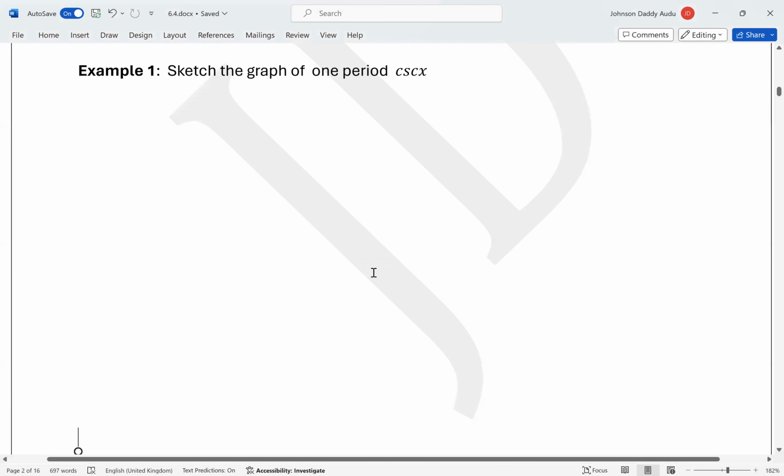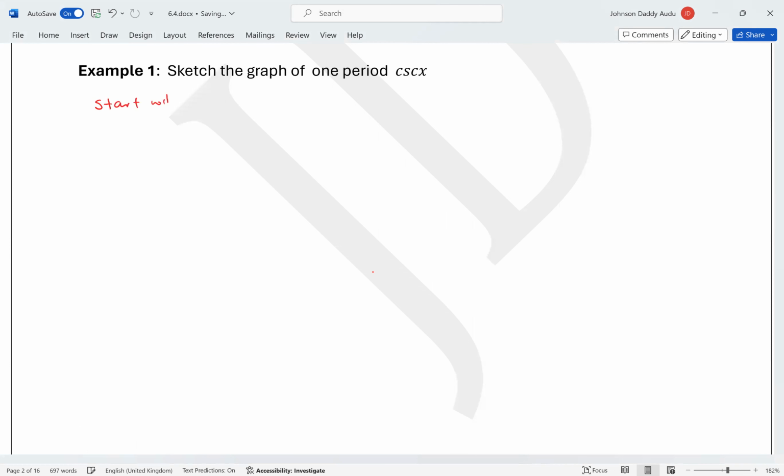In this video we'll be looking at 6.4. So we'll start with the graph of cosec and the graph of sec. Now the first example here says we should sketch the graph of one period of cosec x. What we're going to do is start with one period of the graph of sine x.